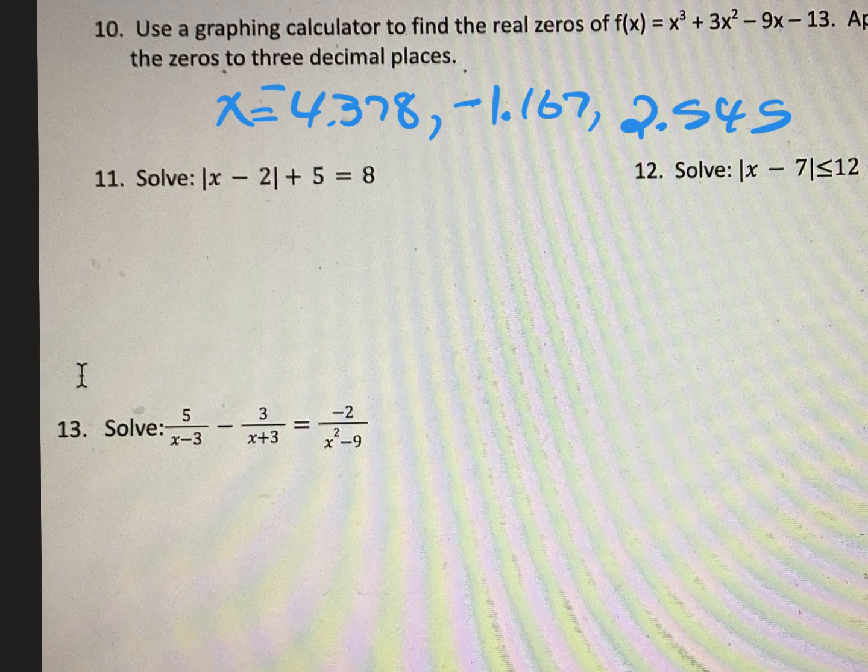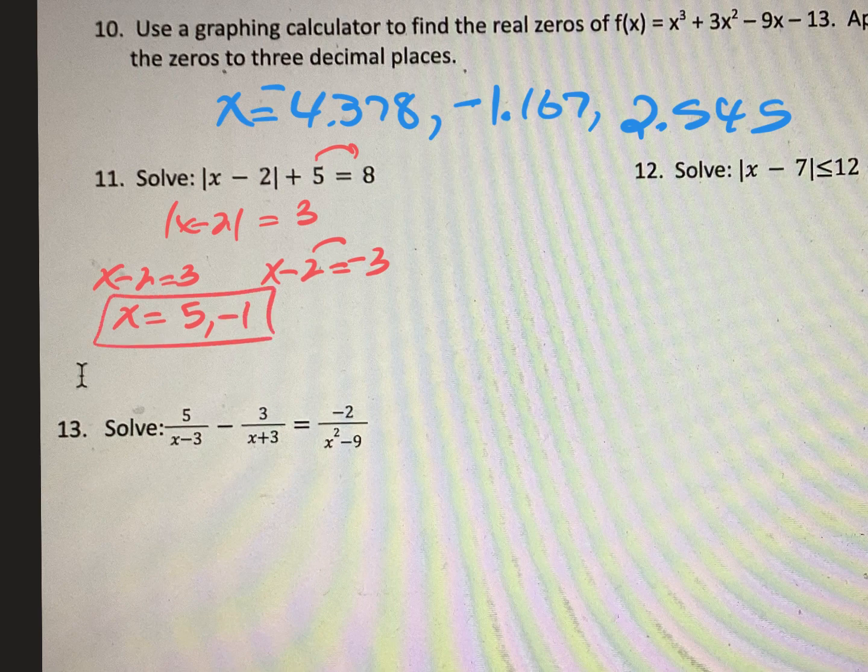Number 11 has absolute value. 2 bars, 2 answers. Remember, do not take the bars away until you get it isolated. So move that 5 over. That gives you 3. So I'm going to say x minus 2. That means the absolute value must either be 3 or negative 3. Move the 2's. That's going to be 5. Move that 2. That's going to be negative 1. There you go. There's your 2 answers.